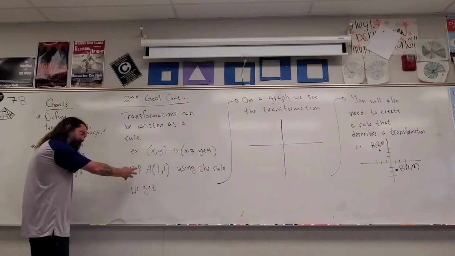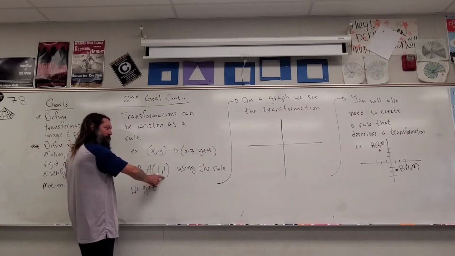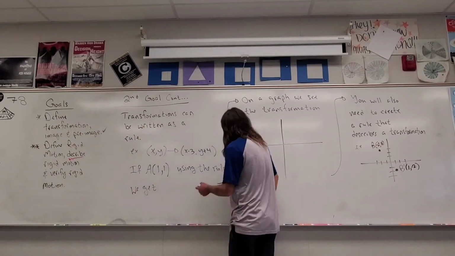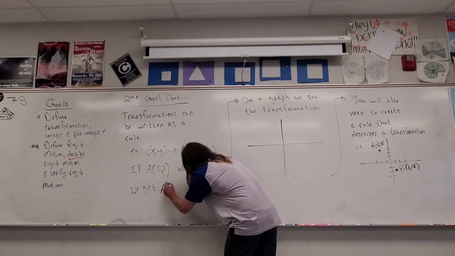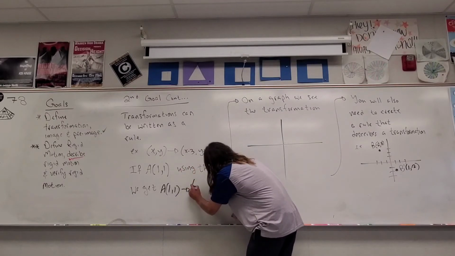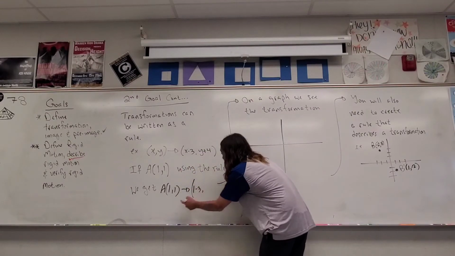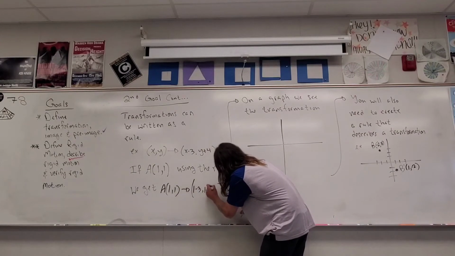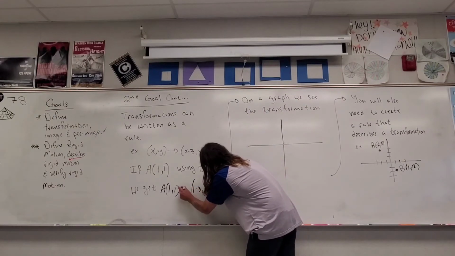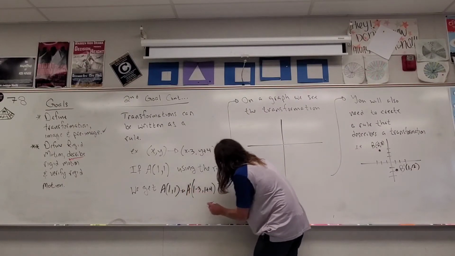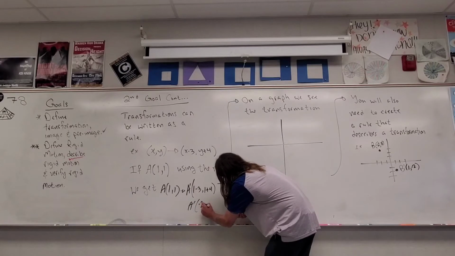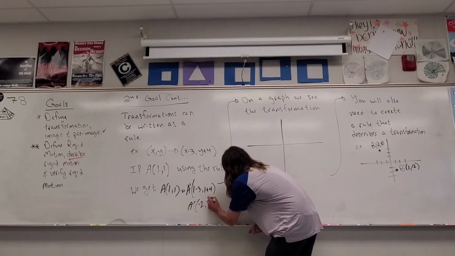So I have an example here. If A is (1, 1), and using this rule, we get the following. So that means that A, which is (1, 1), gets mapped to (1 - 3, 1 + 4), which gets mapped to A prime, and if we simplify A prime, we get 1 - 3, which is -2, and we get 1 + 4, which is 5.